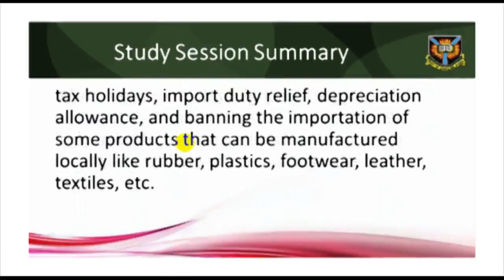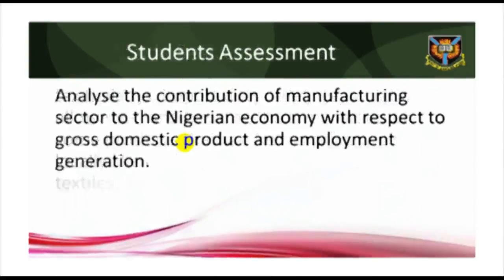We consequently highlighted the industrial policy objective in Nigeria: to encourage more industries to be sited, is to give them some incentives, which include, among others, tax holiday, import duty relief, depreciation allowance, prohibition of dumped and subsidized goods, and banning the importation of some products that can be manufactured locally, like rubber, plastic, footwear, leather, textile, and so on.